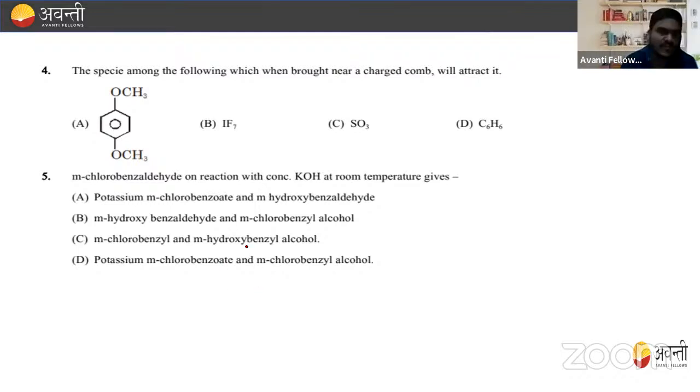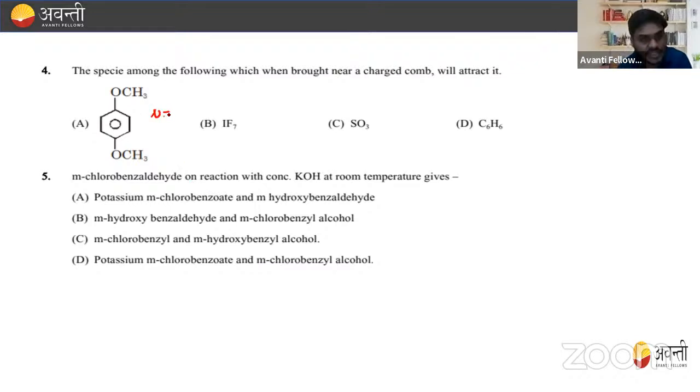Out of these three or four, you have to check which will show a dipole moment, which will show zero dipole moment, which will show non-zero dipole moment. So in the case of OCS3 and OCS3, we all know that their dipole moment is not zero, right?